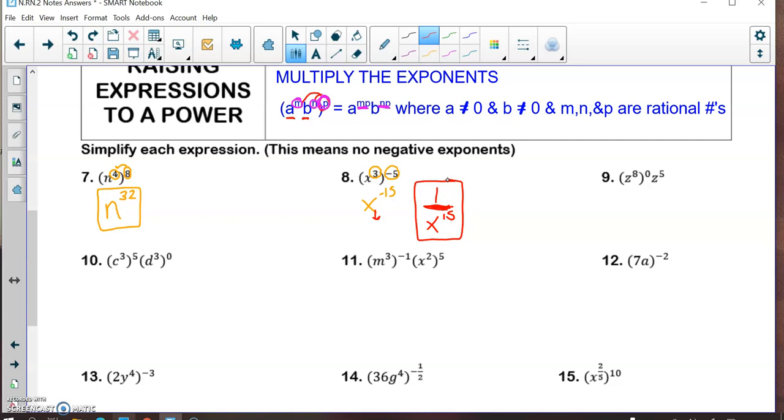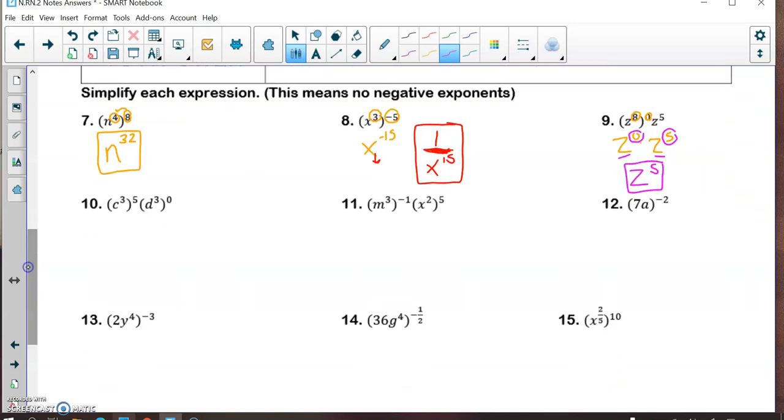All right, the next one, a z to the 8th to the 0th power. I'm going to multiply these 2 exponents together, and 8 times 0 is 0. So I have a z to the 0th times a z to the 5th. What I do here is different because I'm not doing an exponent to an exponent. I have 2 of the same bases being multiplied by one another, so in this situation I add my exponents. A 0 plus a 5 is a 5, so I have a z to the 5th power.